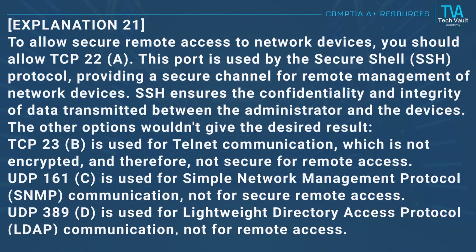The other options wouldn't give the desired result. TCP 23 (B) is used for Telnet communication, which is not encrypted and therefore not secure for remote access. UDP 161 (C) is used for Simple Network Management Protocol (SNMP) communication, not for secure remote access. UDP 389 (D) is used for Lightweight Directory Access Protocol (LDAP) communication, not for remote access.